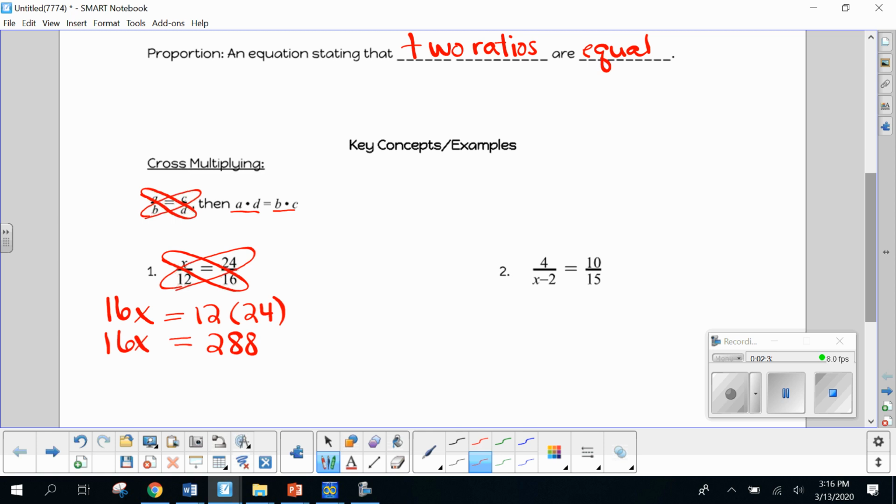Now this is just solving a one-step equation. How do I get rid of the 16? I'm going to divide by 16. Both sides are going to be divided by 16. And now my answer is 18. X is 18.